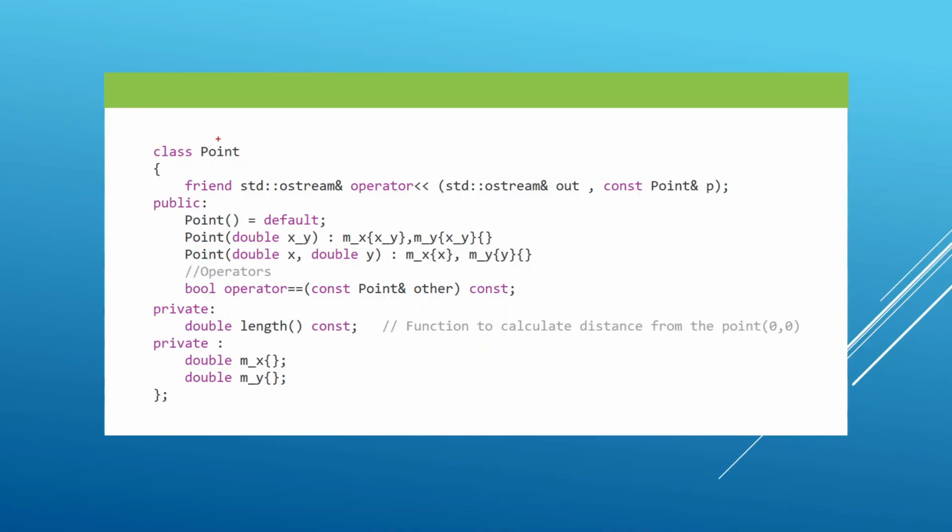Suppose we have the point class here, and it has two member variables like we have been doing all along, mx and my, which are of double type, but we want to compare points based on the length method here. So the point with a larger length is going to be greater than the other. This is the design that we want to follow.